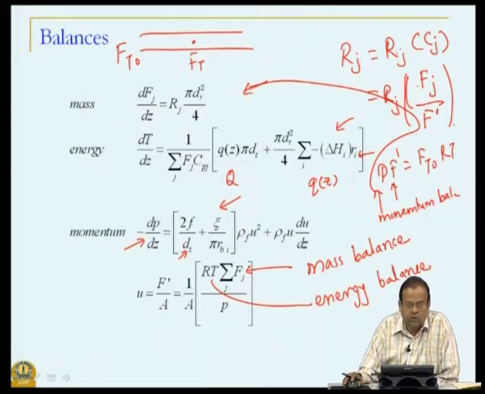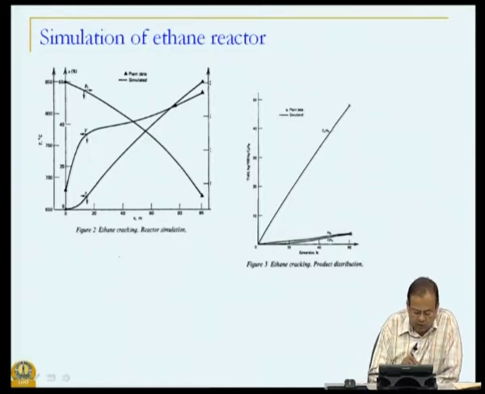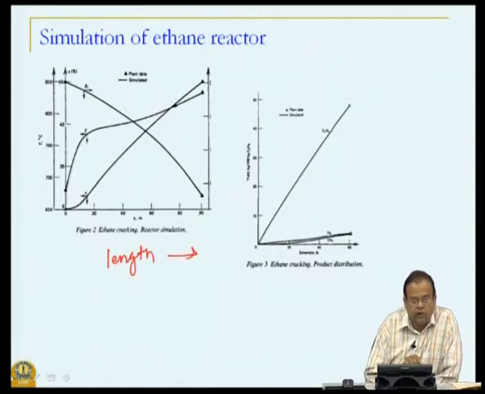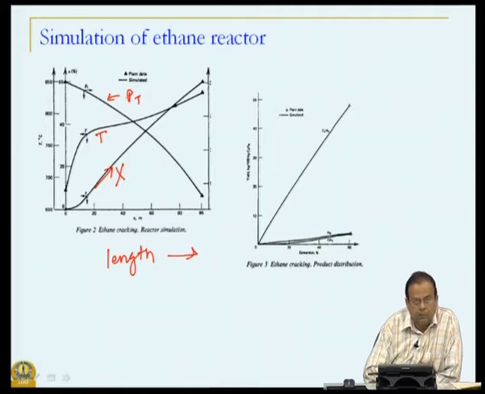So, when you put all these things together, this is a typical simulation of the ethane reactor. What we have here is the length of the reactor, typically 95 meters, we have conversion X, then we have temperature along the length of the reactor, and we have total pressure P T. And what do we see?